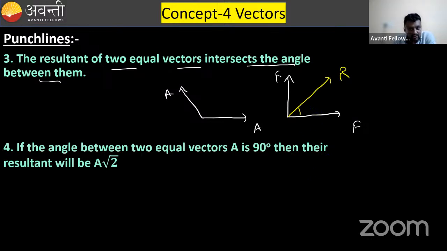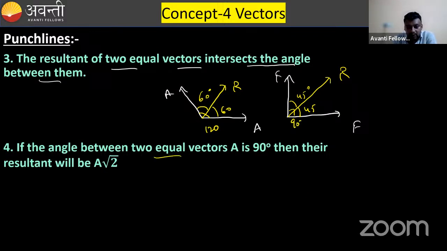That means this will be 45, this will be 45, because the total was 90. And if the total angle was 120, then the resultant will again bisect it, and this will be 60, this will be 60. You should always remember these things in your mind. This is always true: the resultant bisects the angle between them. Next point.